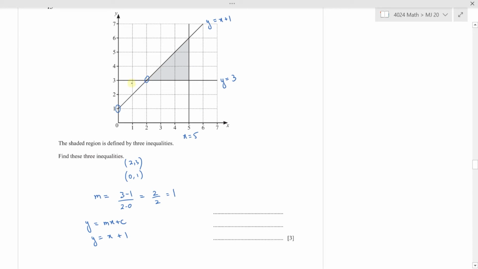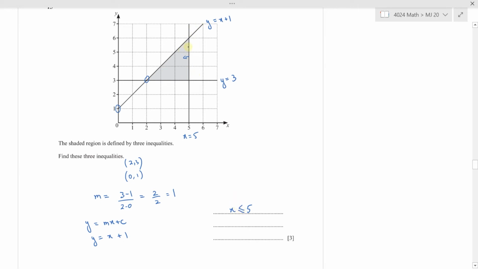So let's take this vertical line x equals 5. Your shaded region is towards the left, so your inequality will be x less than or equal to 5. Again, I'm including the equal sign because this is a solid line. If this was a dotted line, this would have been x less than 5. But since this is a solid line, you will include the equal sign as well.